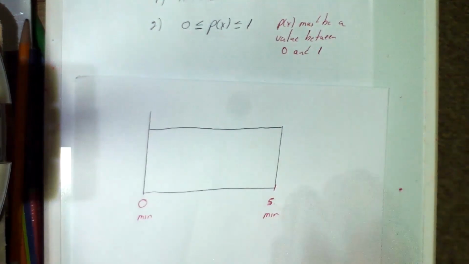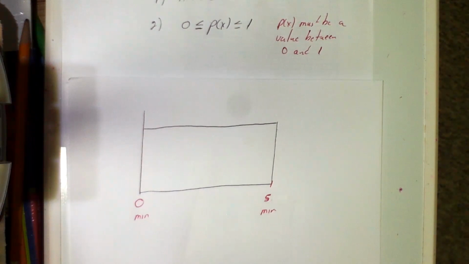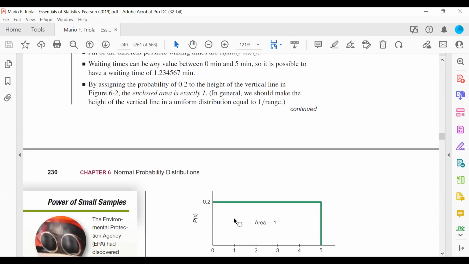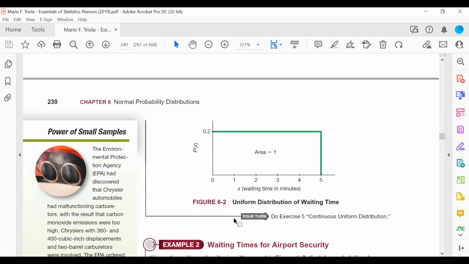Okay. And let's see what it says for our P of X. So in the book, it says we are going to be assigning a probability of 0.2 to the height of the vertical line. So that's what the height is. So your P of X is equal to 0.2.